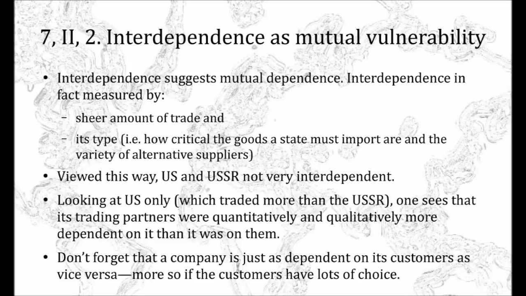Viewed in this way, the US and the USSR are not very interdependent with the world, and they're not dependent at all on each other. And he takes the case of the US only, which trades more than the USSR, so should be more interdependent by many definitions. But you see that its trading partners are quantitatively and qualitatively more dependent on it than it was on them. Right, so its trading partners all traded larger shares of GDP than the United States did, so they were more dependent on trade, and they received more critical goods from the United States than vice versa.